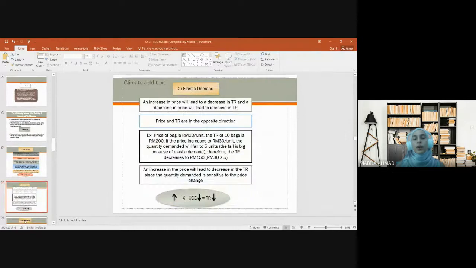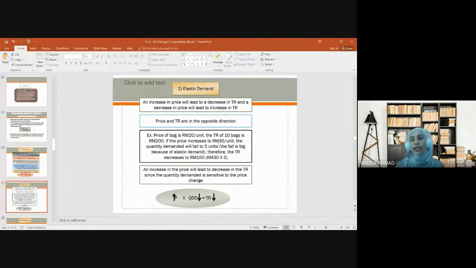Okay. What about elastic demand? Kalau barang tu elastic, consumer sensitif dengan harga, jadi producer kena buat apa? Kalau dia naikkan harga, revenue akan turun. Jadi dia kena turunkan harga to increase revenue. Contohnya price of bag. Bag ni banyak substitutes kan. So let's say the price of bag is RM20. And then quantity demanded 10. Jadi berapakah revenue? 20 times 10, RM200.